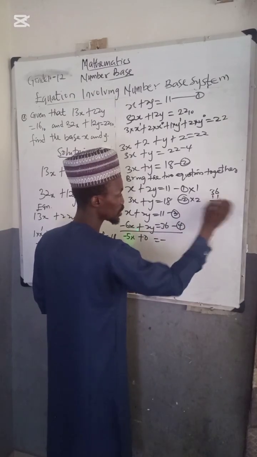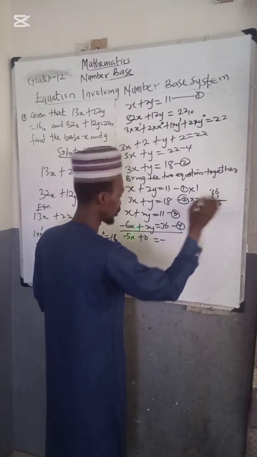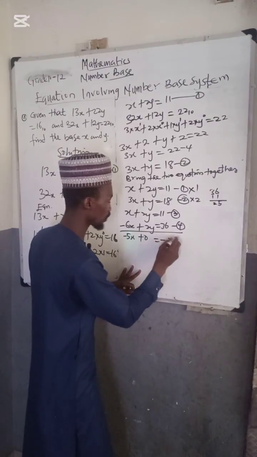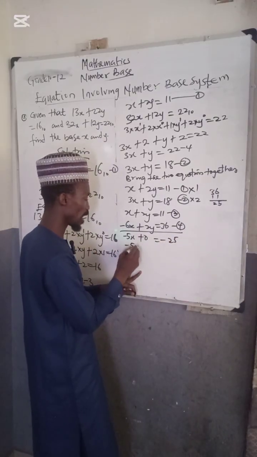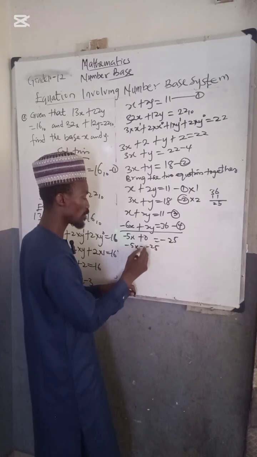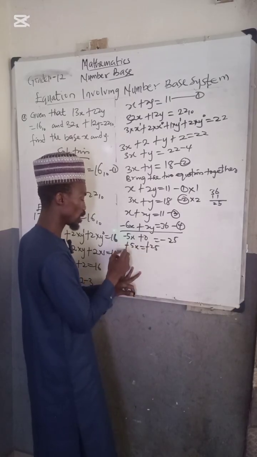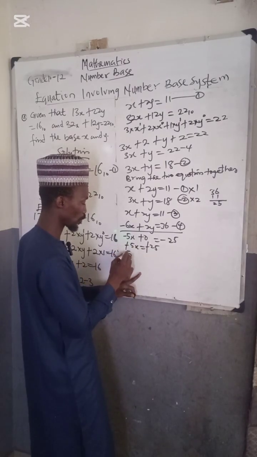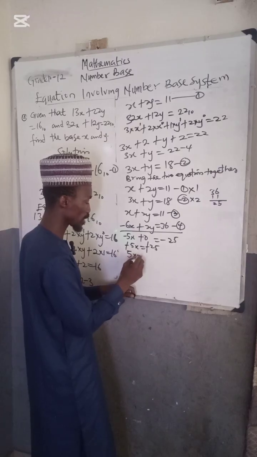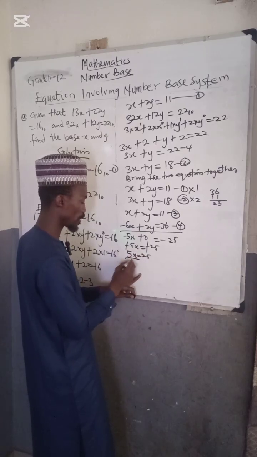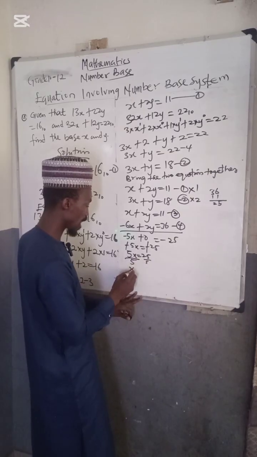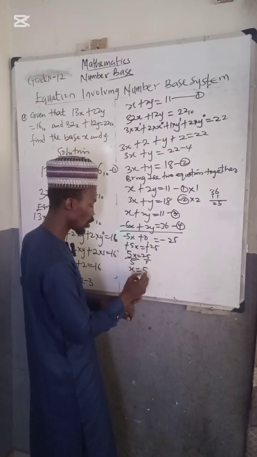11 minus 36 is minus 25. So we have minus 5x equals minus 25. We cancel the negatives, so 5x equals 25. Dividing by 5 on both sides, x is equal to 5.